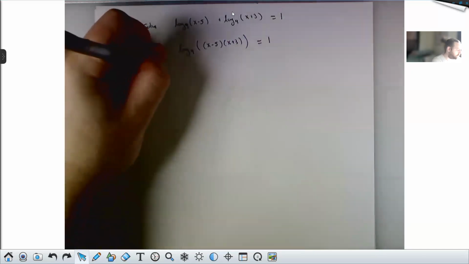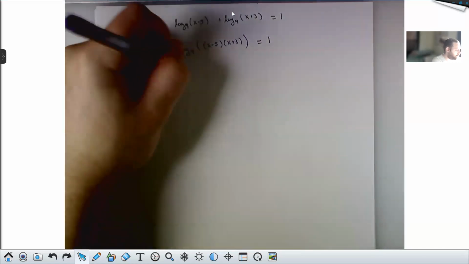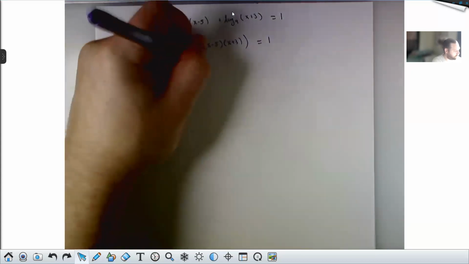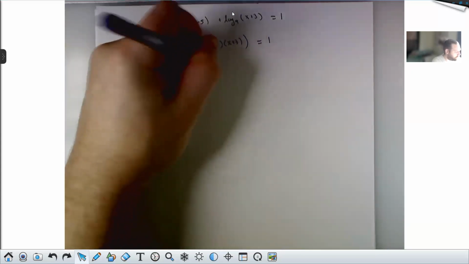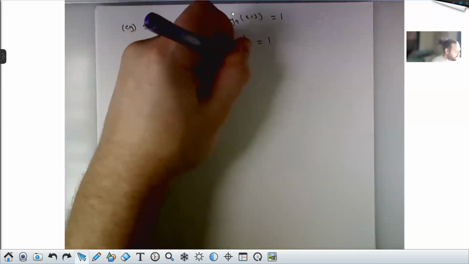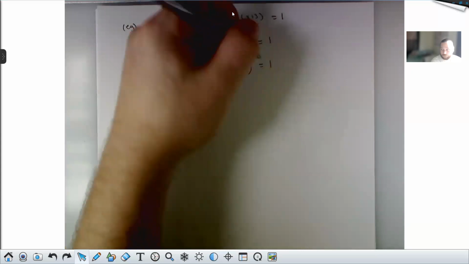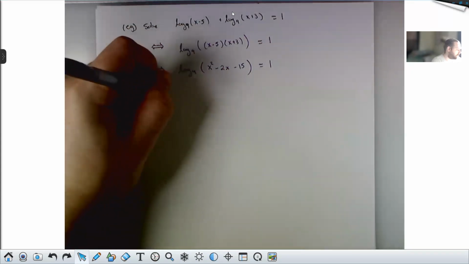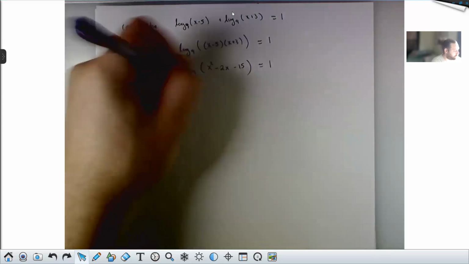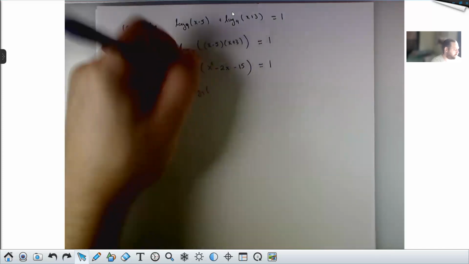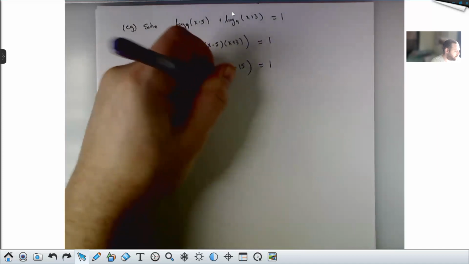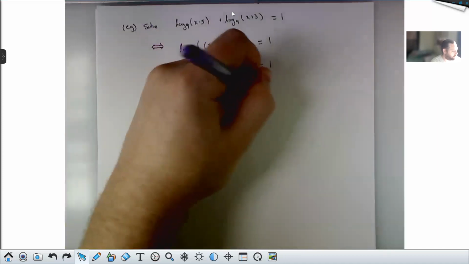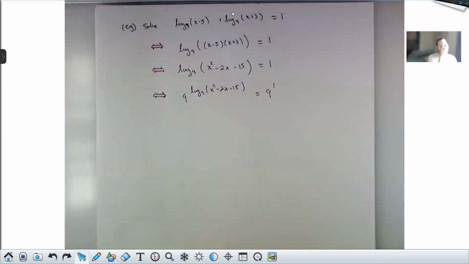And again, I think it's wise to go ahead and FOIL everything out inside the log before exponentiating. So it's going to be x squared minus 2x minus 15. And all of this still equal to 1. Now we exponentiate base 9. You get 9 raised to the base 9 log of x squared minus 2x minus 15. It's equal to 9 to the 1. Don't forget to exponentiate on the right as well.